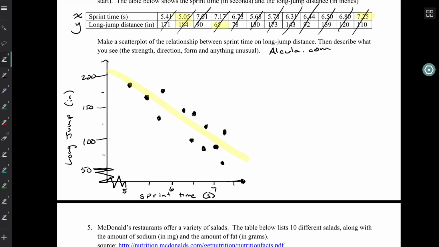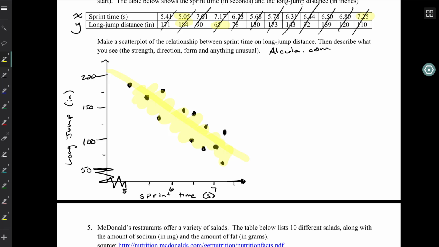Now, how close are these dots to the line? I would say those are fairly close, right? It's not perfect, but I would say it's at least moderately strong. They're pretty close to that line. It seems like I would pretty reliably be able to predict somebody's long jump distance in inches if I know how fast they can run the 40-yard dash. Okay? It seems to be at least pretty consistent.